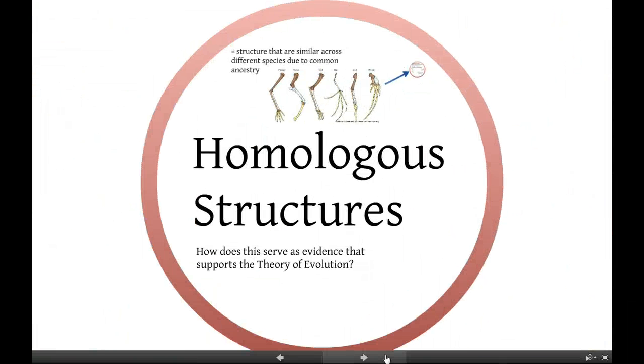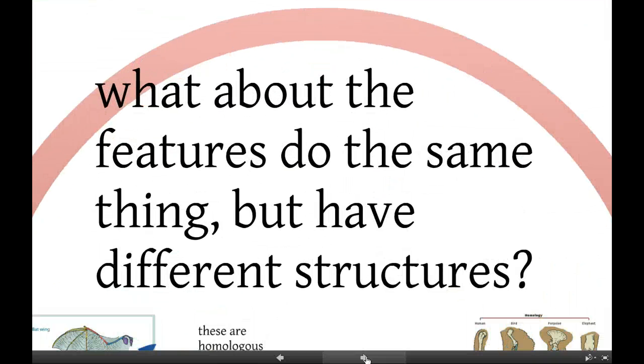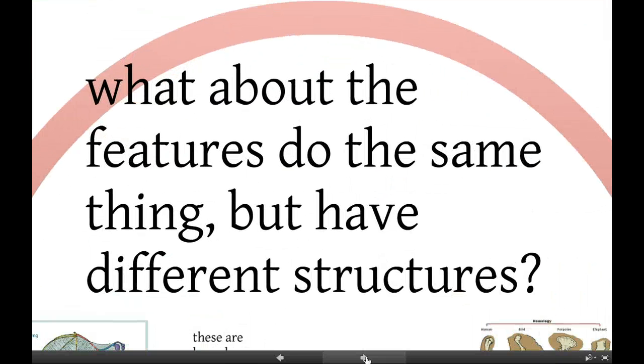So we're going back to homologous structures, which is one of our forms of evidence. Remember that these are structures that are similar across different species due to common ancestry. So we have similar parts, even though they may look a little different. Structurally, they're very similar. But sometimes there are features that do the same thing but have different structures. And so, what about these? What kind of sense can we make out of this?